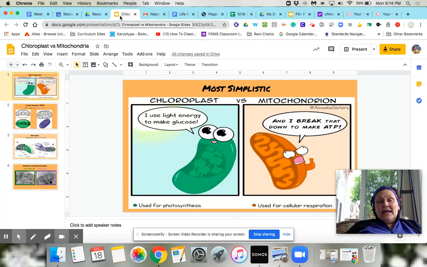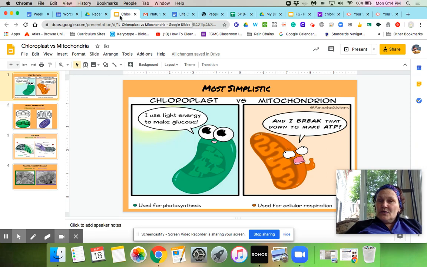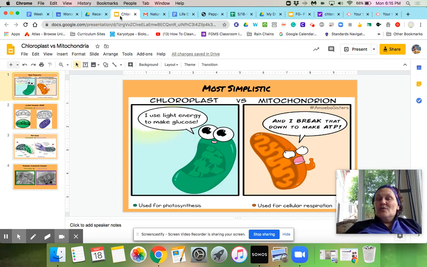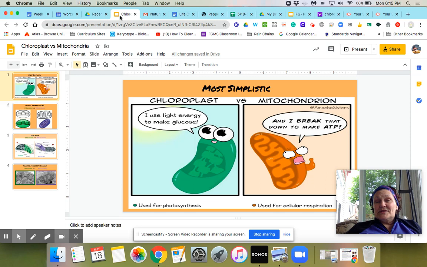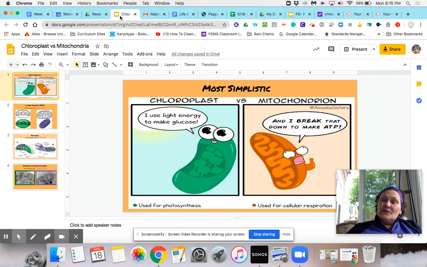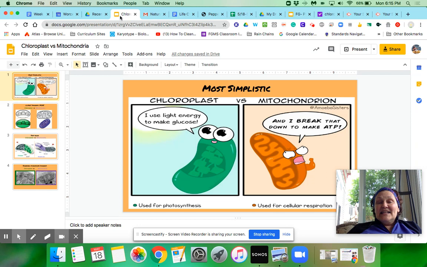So, welcome back. I want to really quickly go over two of the structures that we looked at last week, because we're going to be looking in more detail at those structures and the processes that these structures represent. In the first slide of the slide deck, I gave you something most simplistic. It's very cartoony. Remember, the chloroplast is the site of photosynthesis, and it says they use light energy to make glucose. That's what we're going to be talking about for the next couple of days: photosynthesis.